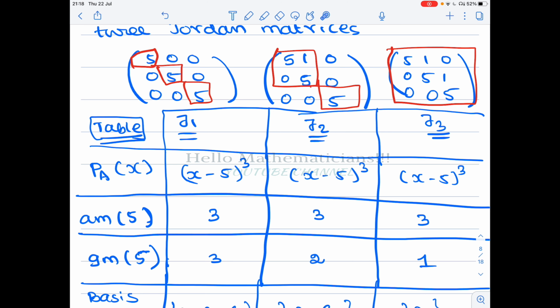Okay, we look at these three Jordan matrices, calculate their algebraic multiplicity and geometric multiplicity, and connect it with blocks. All these matrices are upper triangular matrices, therefore the diagonal entries are the eigenvalues. So this is my J1, this is J2, this is J3. The characteristic polynomial of J1, J2, J3, all of them is (x minus 5) cubed. Therefore the algebraic multiplicity of the eigenvalue 5 is 3. 5 is the only eigenvalue and it has algebraic multiplicity 3. Next we calculate the geometric multiplicity.